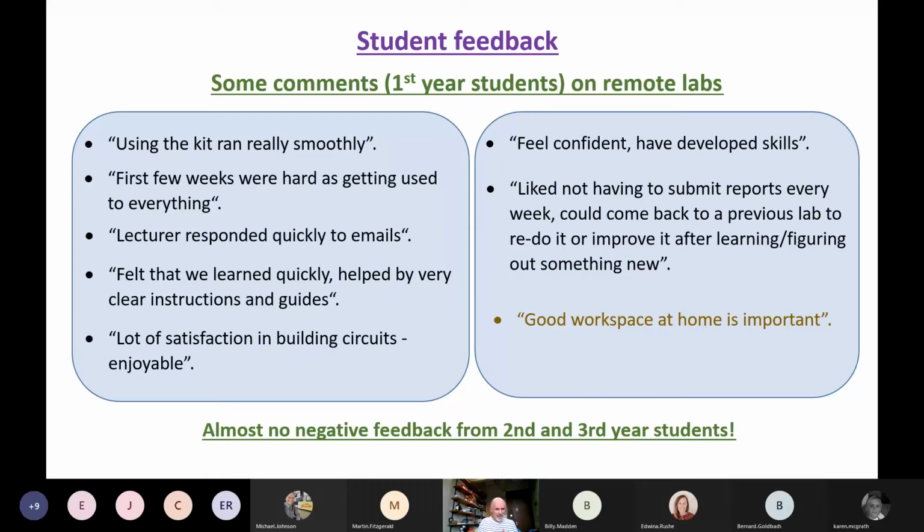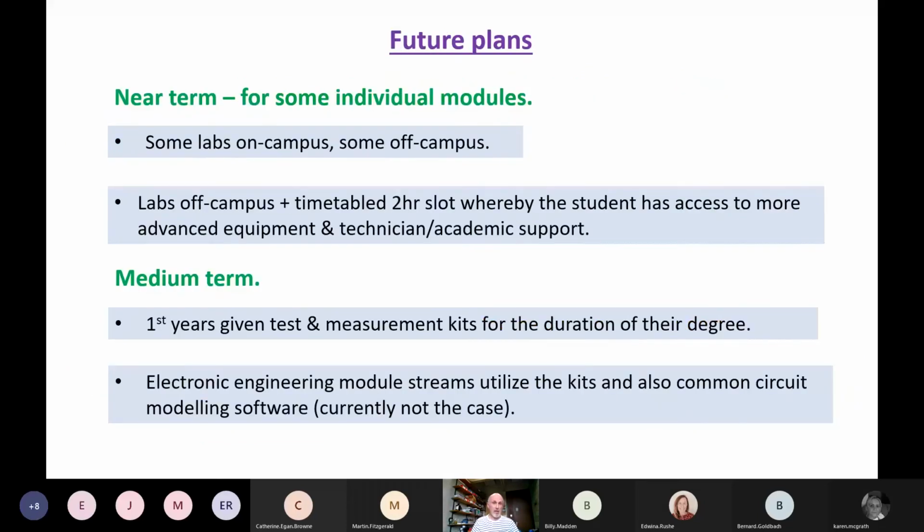There was a lot of satisfaction in building circuits themselves, and they learned to actually enjoy it, which is not always the experience with on-campus experimental work. They developed their confidence, and they liked not having to submit reports every week, so they could come back to a previous lab and redo it or improve it after figuring out something new. But it is important that you have a good workspace at home, and that may not always be possible. In fact, there was almost no negative feedback from second and third year students, which is quite remarkable.